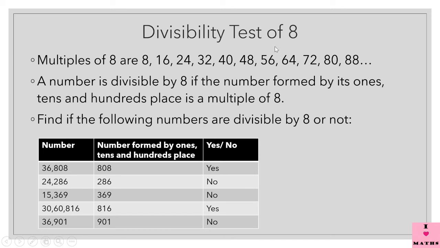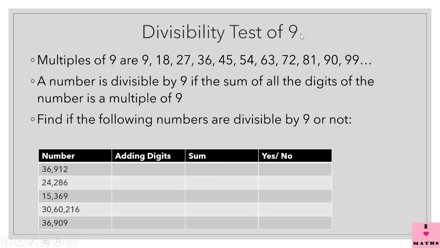The numbers which have zeros at ones and tens place, all those numbers are a multiple of 4, because 4 25s is 100. So all those numbers which have zeros at ones and tens place, all of them are multiples of 4. And all the numbers which have zeros at ones, tens and hundreds place, all of them are a multiple of 8. So children, this is very, very important. Please remember this. This is also a divisibility test.